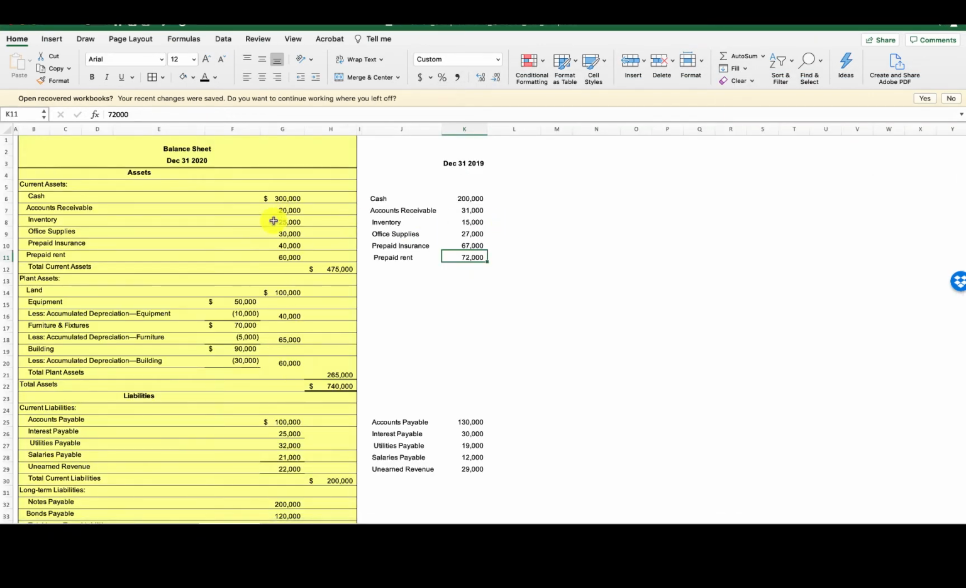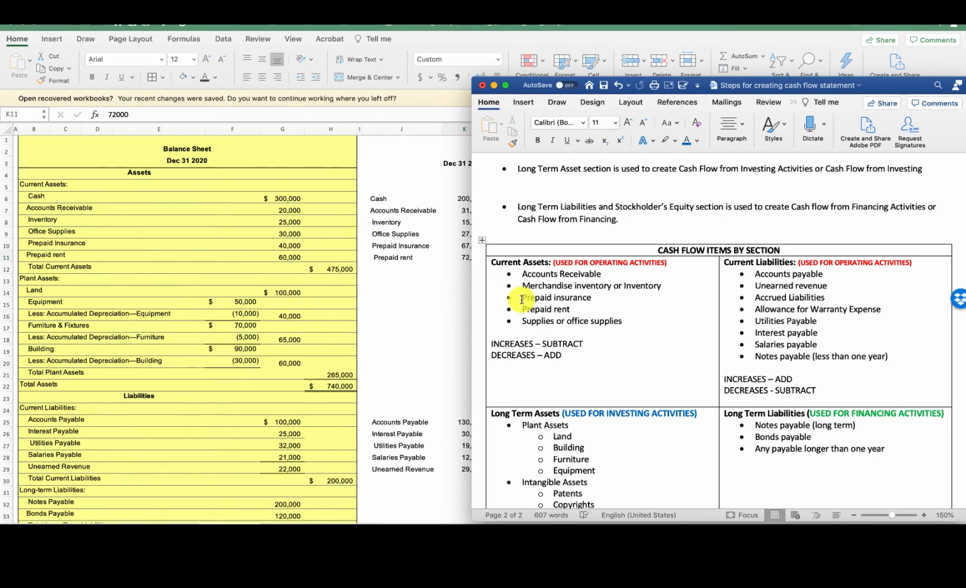If it's a decrease from prior year to the current year, you add. If it's an increase, you subtract. Now, here's where it gets tricky, because now you have to go over to current liabilities. And when you go to current liabilities, the rule is not the same. For current liabilities, if there's an increase in current liabilities, you add. And if there's a decrease in current liabilities, you subtract.